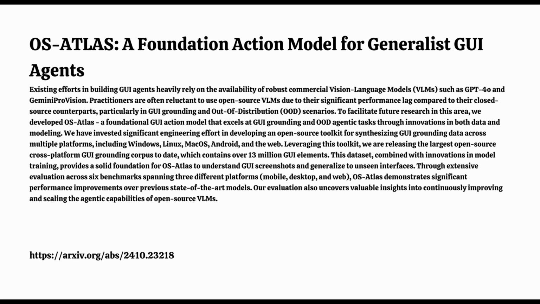What does it do? So OS Atlas has 3 different modes. The first one's called grounding mode. It's basically like a visual search engine for the AI. You can tell it, find the blue button in the bottom right corner, and it'll find it. Like a visual GPS for AI.